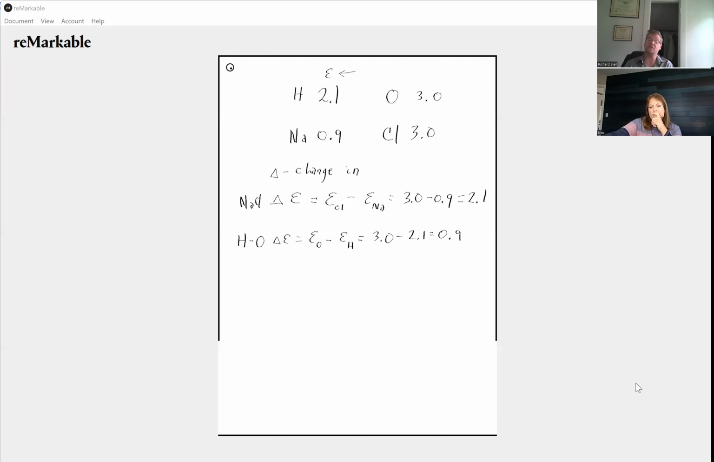Notice that the difference in electronegativity for the ionic compound, sodium chloride, is much higher than the difference in electronegativity for water, for hydrogen and oxygen. But it's still a fairly strong bond here. A fairly big electronegativity difference for hydrogen and oxygen.